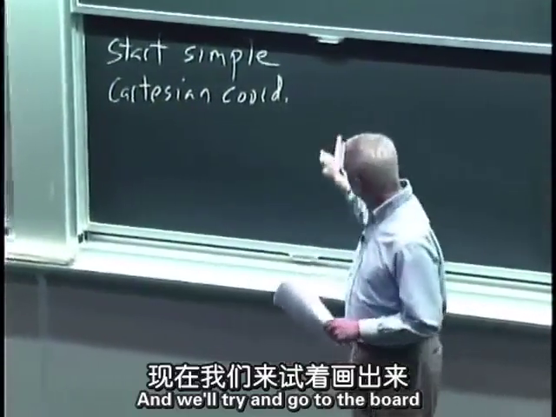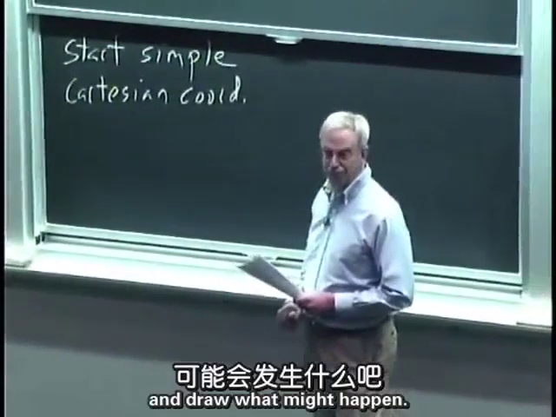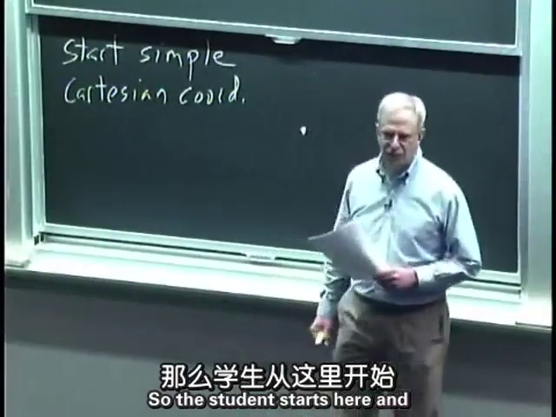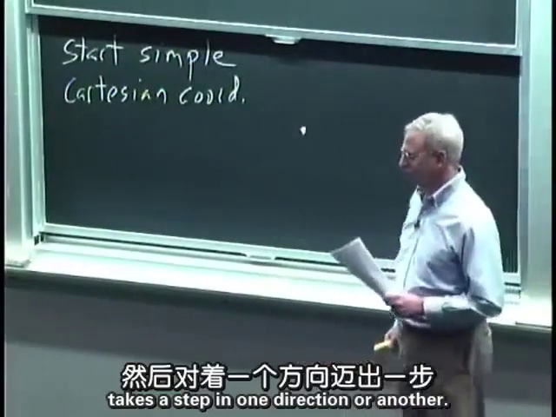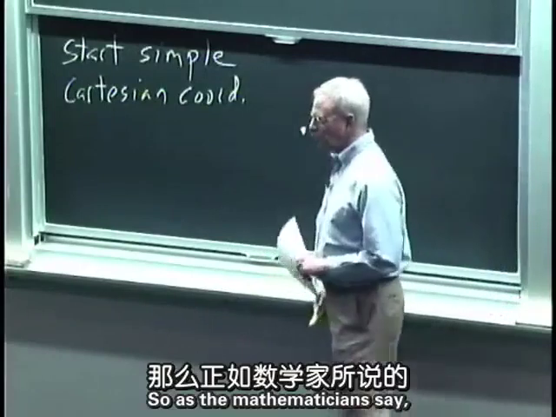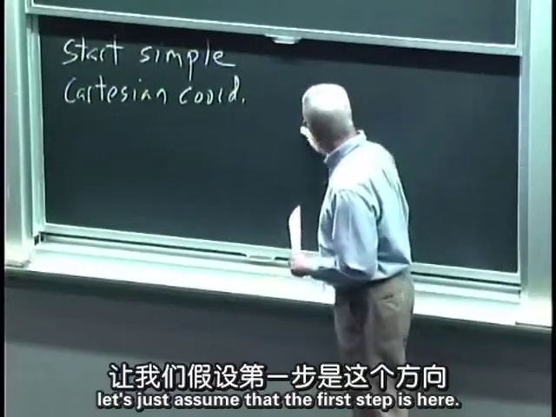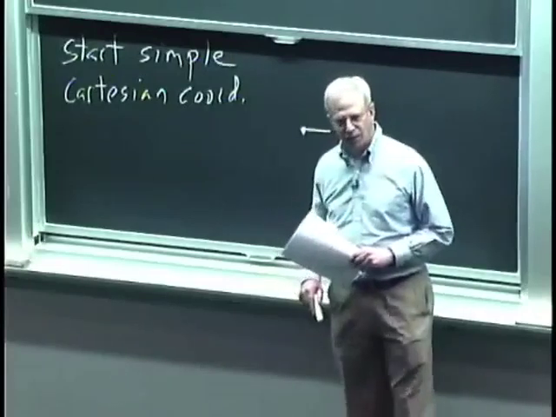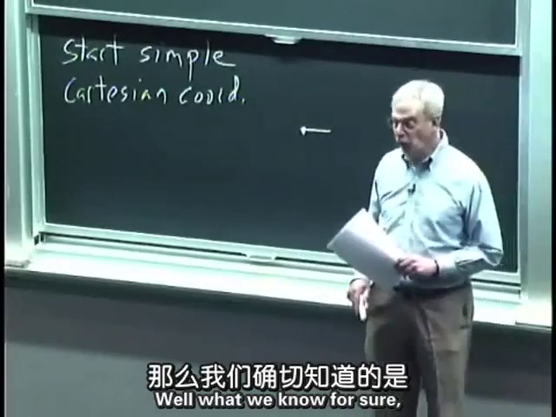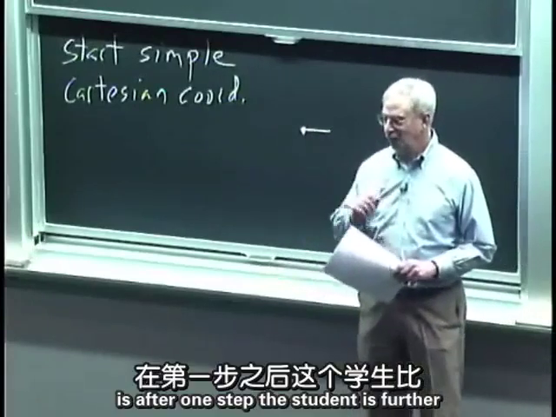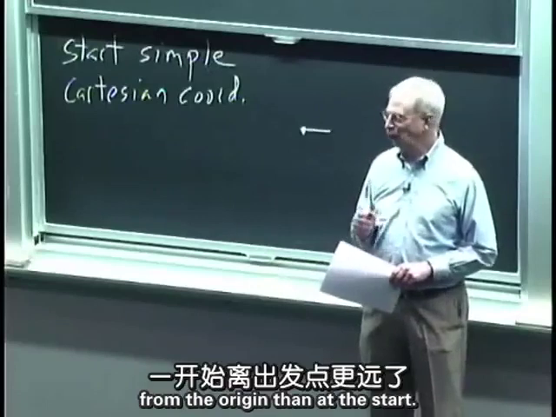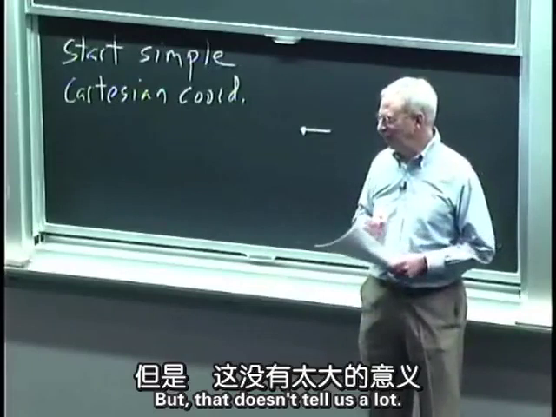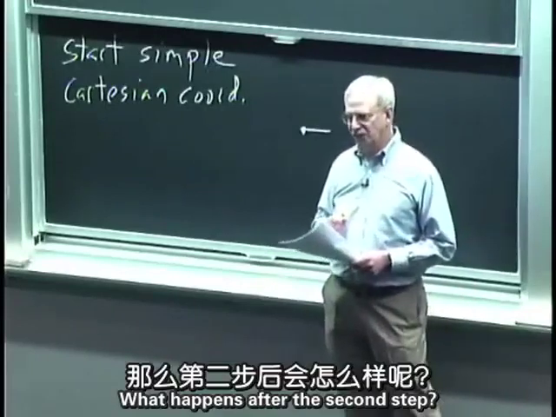And we'll try and go to the board and draw what might happen. So the student starts here and takes a step in one direction or another. So as the mathematicians say, without loss of generality, let's just assume that the first step is here. Well, what we know for sure is after one step, the student is further from the origin than at the start. But that doesn't tell us a lot. What happens after the second step?